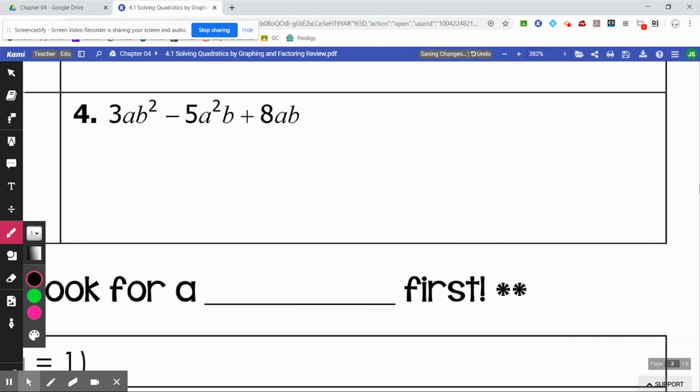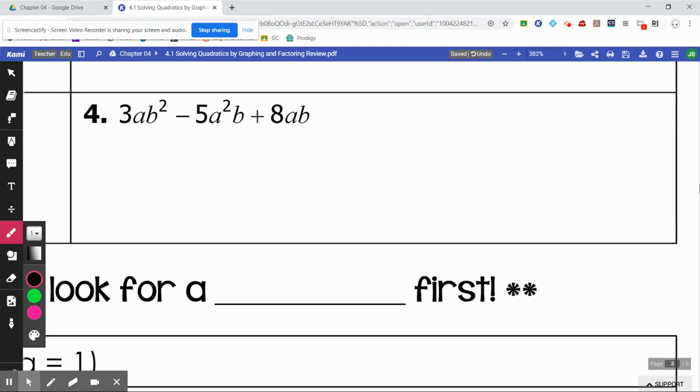That's it. 3, 5, and 8 has no GCF. It's 1 actually, so therefore we're going to leave it as is. I have a's in common, take the lowest power, which is a to the first. I have b's in common, take the lowest power, which is b to the first. So that's 1ab is what I'm factoring.